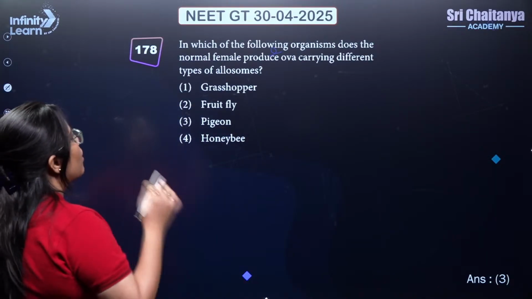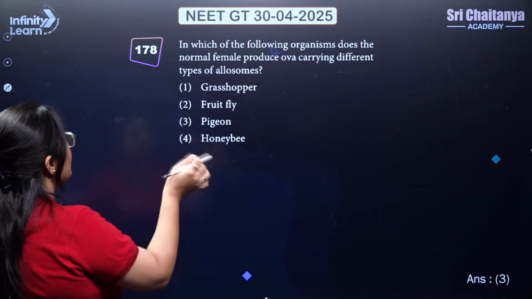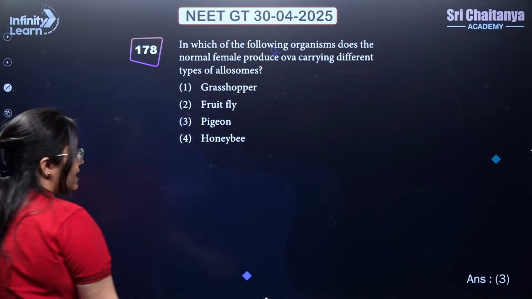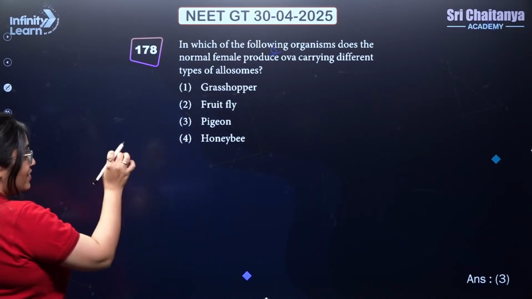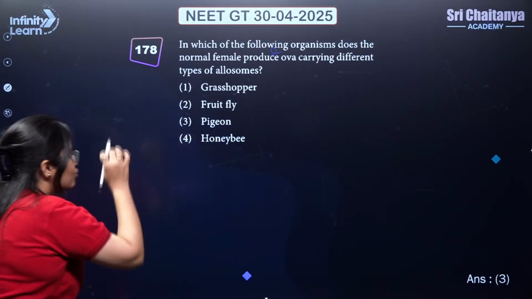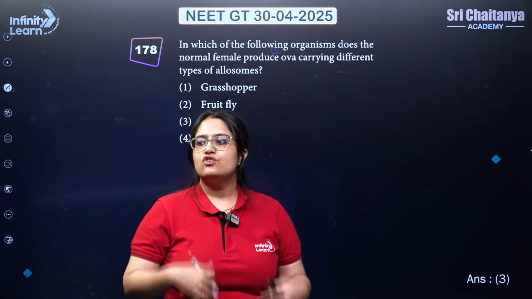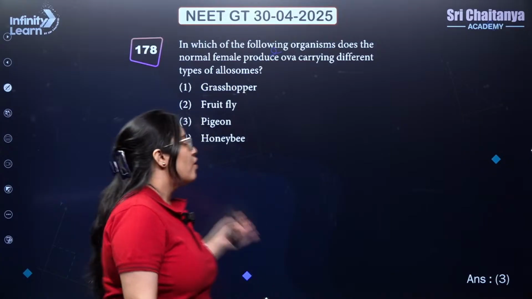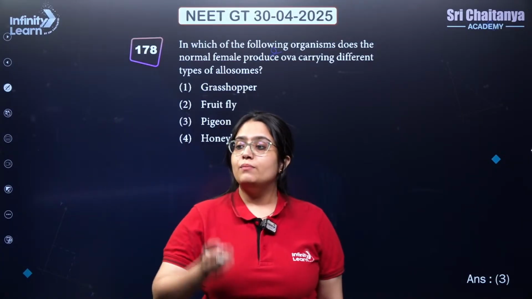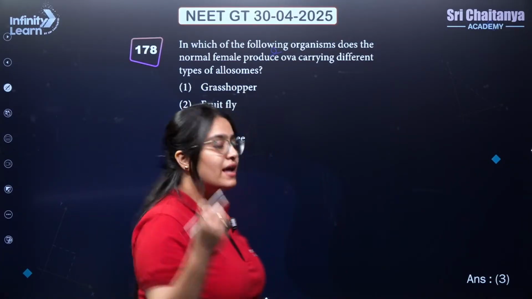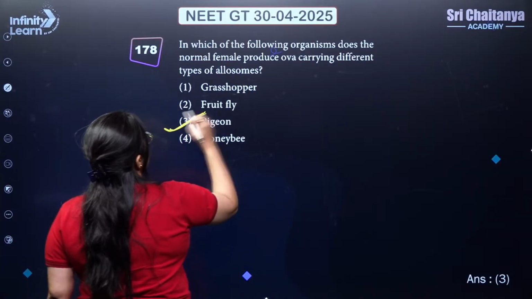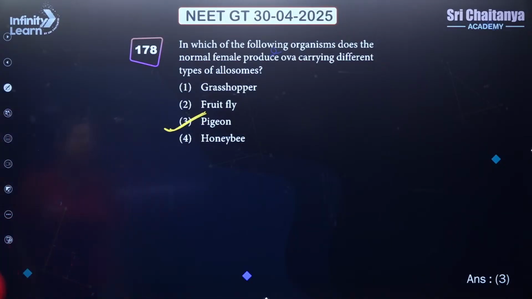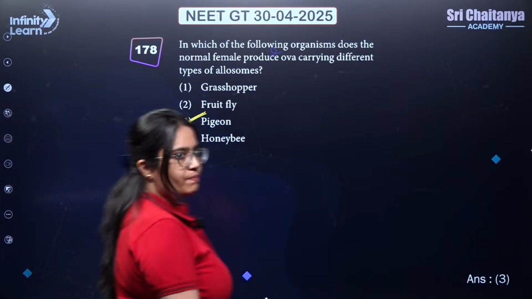In which of the following organisms does the normal female produce ova carrying different types of allosomes? This is simply a way to ask in which organism the female is heterogametic. So female heterogamety will be in pigeon. Answer is 3. Your correct answer, my lovely kids, is 3, pigeon. Next.